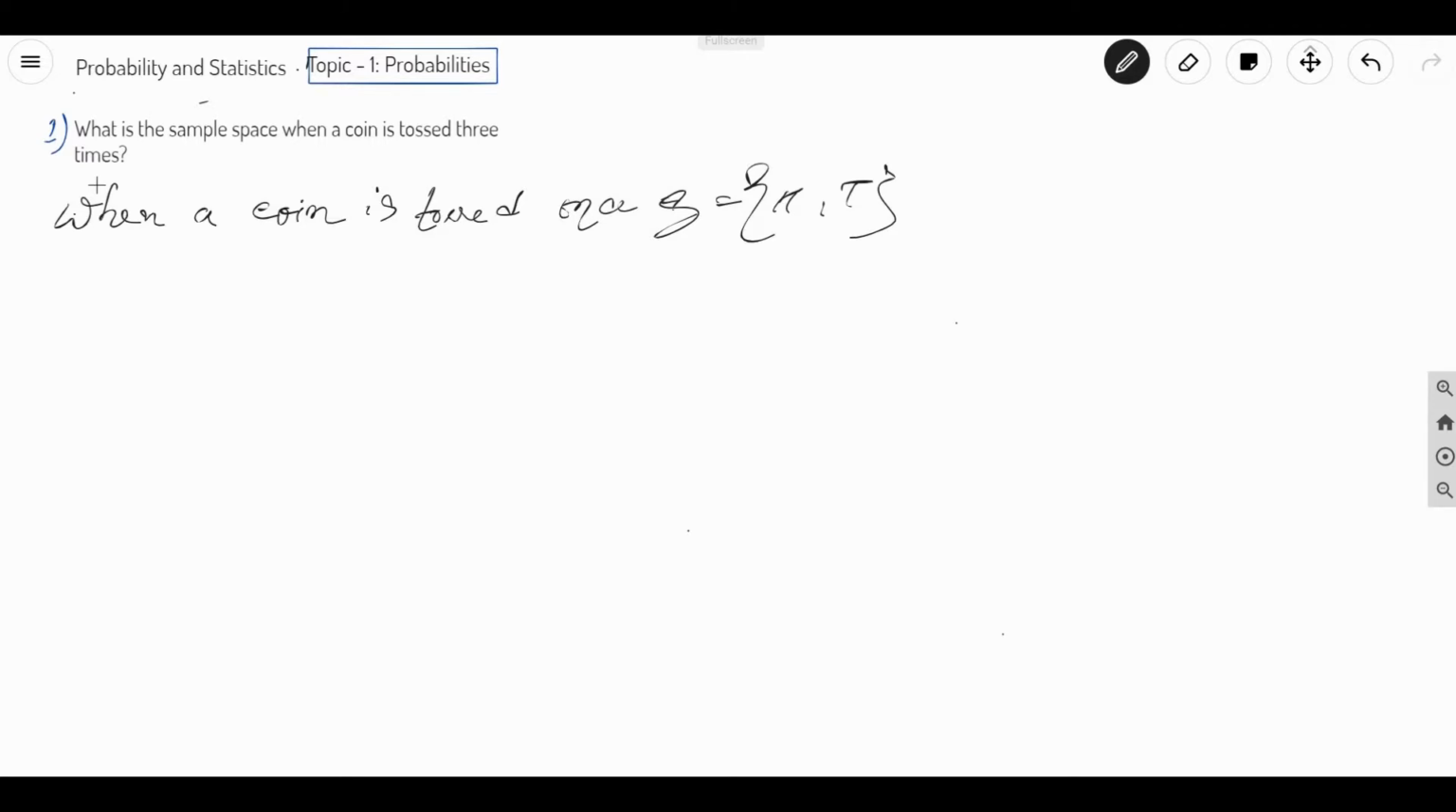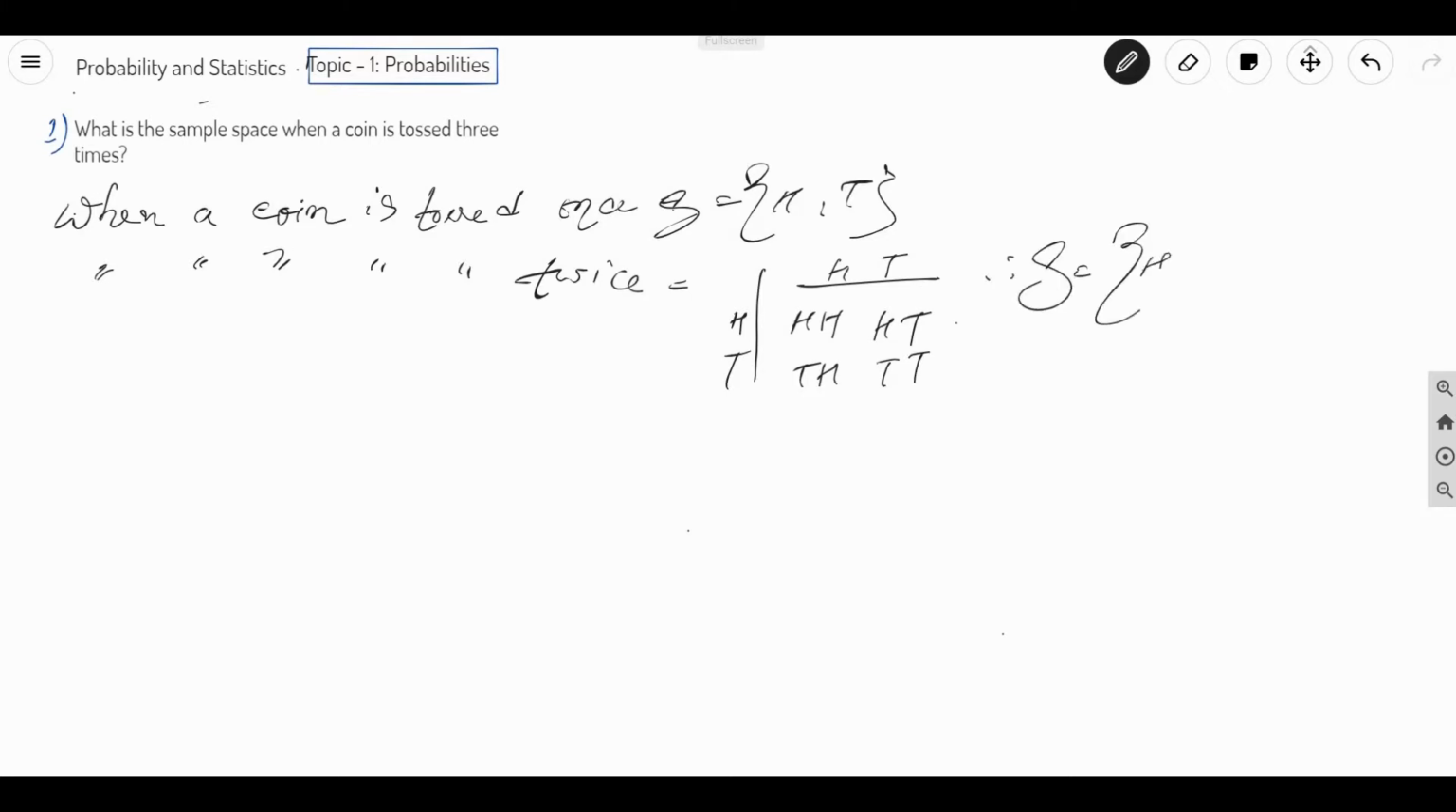Now let's go and find out when a coin is tossed 2 times. What happens then? So we can use the tabular structure here to determine head, tail, and head, tail. So we'll have head, head, tail, head, and head, tail, and finally tail and tail. Therefore, the sample spaces can be head head, head tail, tail head, and finally tail tail.